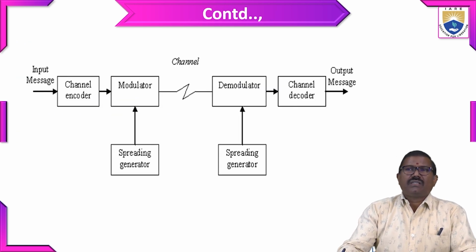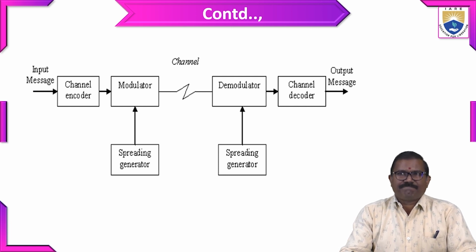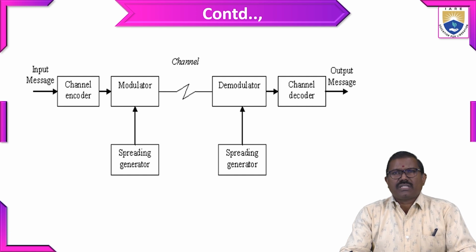This is a general block diagram of spread spectrum. Here you can see the input message is applied to the channel encoder, and after that it goes to the modulator.